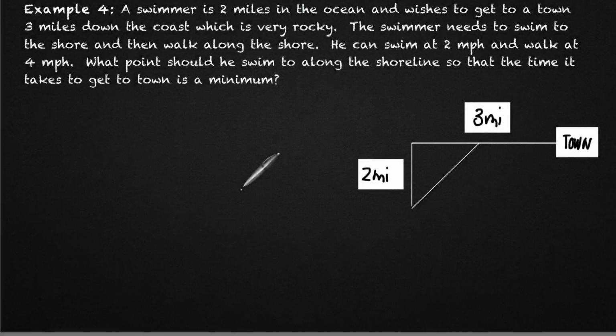Okay, this one's a little bit more difficult. A swimmer is 2 miles in the ocean. So here is your swimmer. All right, he's here. And he wishes to go to a town 3 miles down the coast. So 3 miles down the coast. And the swimmer is 2 miles from the coast.